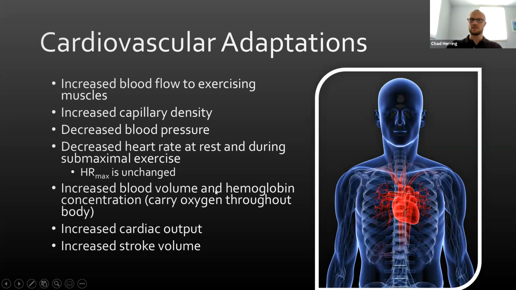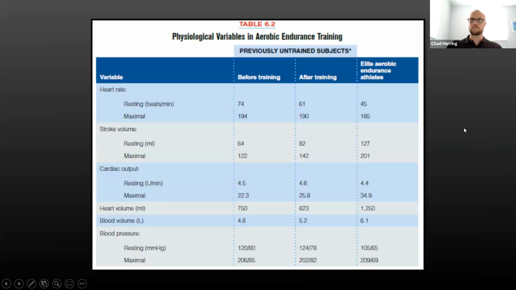Okay, so increased blood volume and hemoglobin concentration. So we're basically able to carry more oxygen throughout the body, increase cardiac output, and increase stroke volume. Okay, we're able to pump more blood with each beat of the heart, which in turn increases our cardiac output. Okay, there you can just see some numbers before training, after training, and then compared to elite endurance athletes.